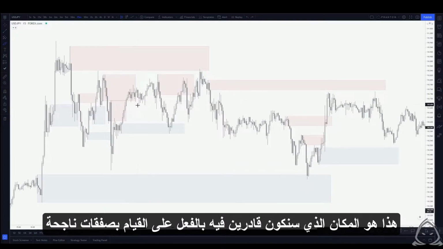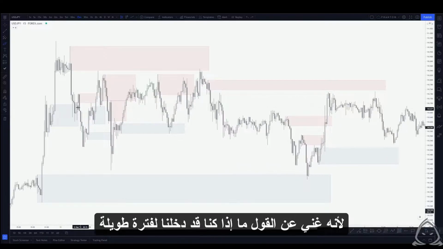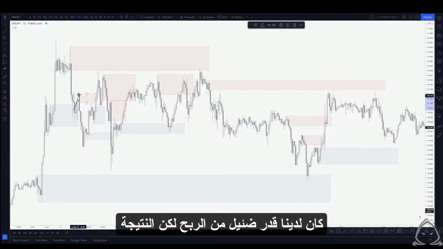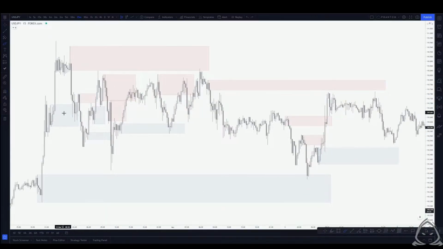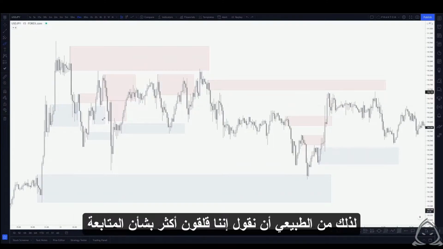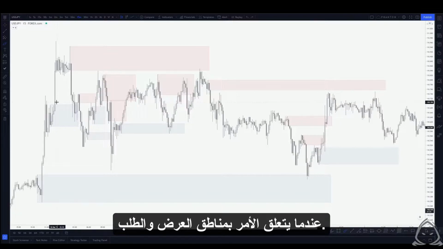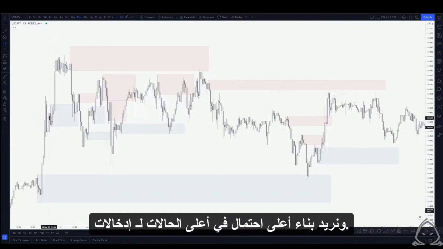That's where we're actually going to be able to take successful trades, because it goes without saying, if we were to have entered long within this demand zone, initially we would have had a small amount of profit, but the end result of the trade would have been a loss or a break even, depending on how you manage it. So it goes without saying that we're more concerned about the follow through when it comes to supply and demand zones, and we want to build the highest probability and the highest cases for entries.